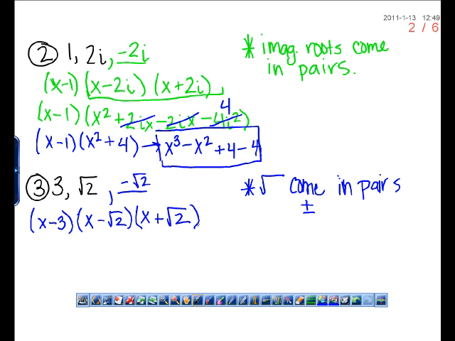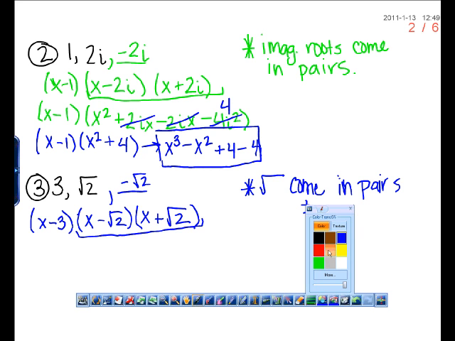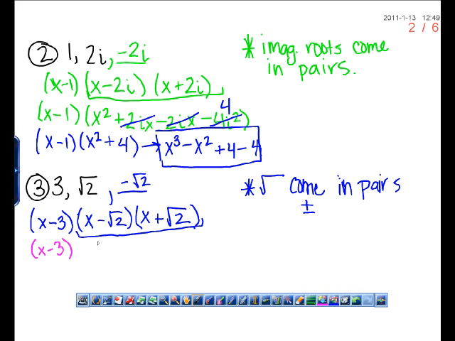All right. Let's go ahead and multiply out our second two first. So I'm going to rewrite x minus 3. X times x is x squared. X times root 2. Negative root 2 times x. And negative root 2 times positive root 2. What's it going to be? Negative 2. Good, because it's going to be negative the square root of 4, so it's going to be negative 2. All right, what do you notice?